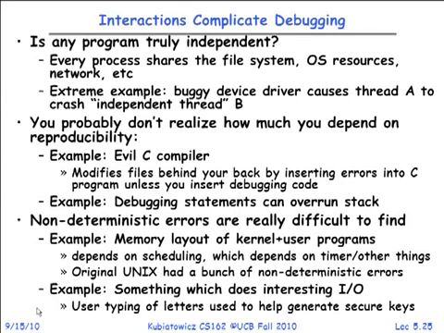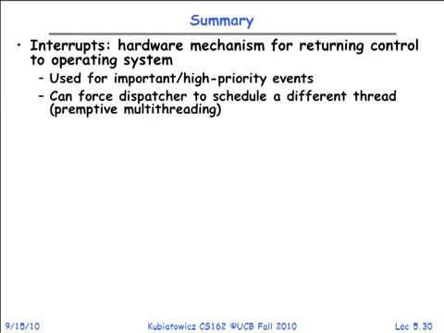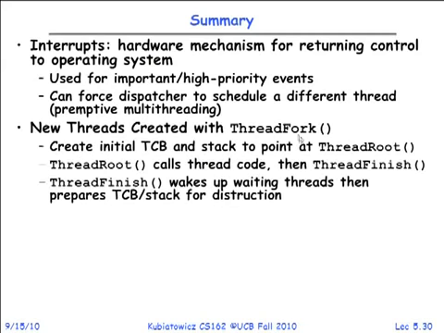All right, so let's end for now. So in conclusion, we talked about interrupts in some detail. Today, it's basically a hardware mechanism for returning control to the operating system, used for important and high priority events. And it's also a way to force the dispatcher to schedule a different thread. We talked about new threads and how thread fork works. Okay, and this is kind of magic. You create a TCB with a small amount of information on it, and you put it on the run queue or on the ready queue, and the right thing happens the next time it gets switched to.